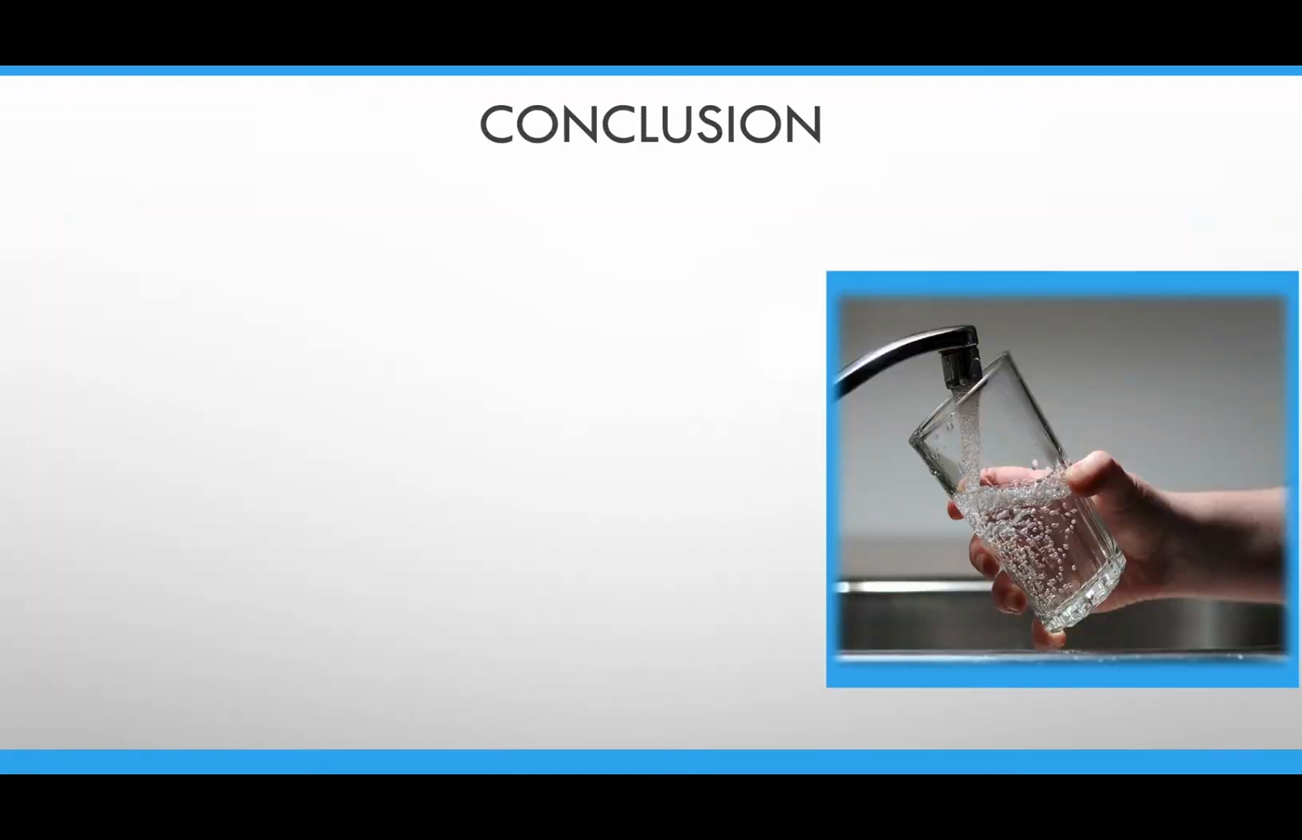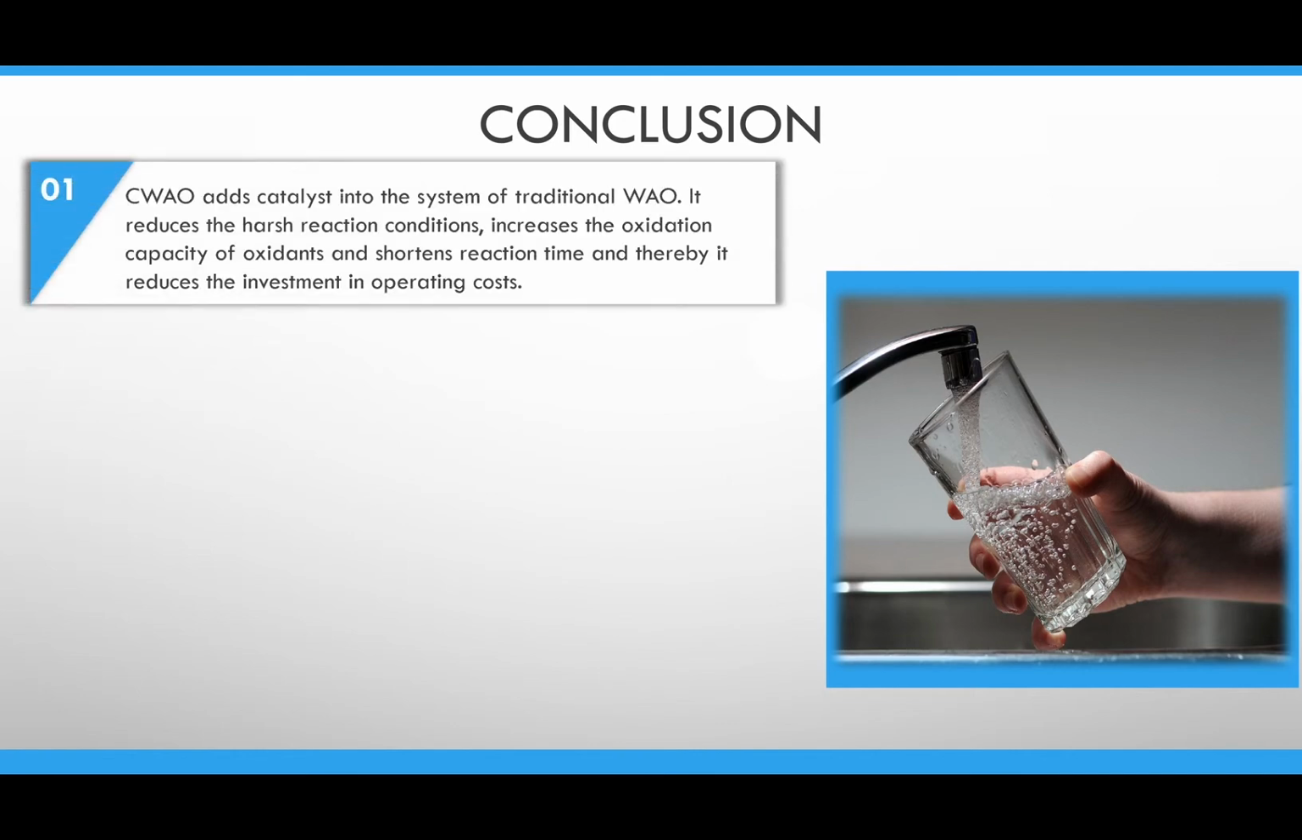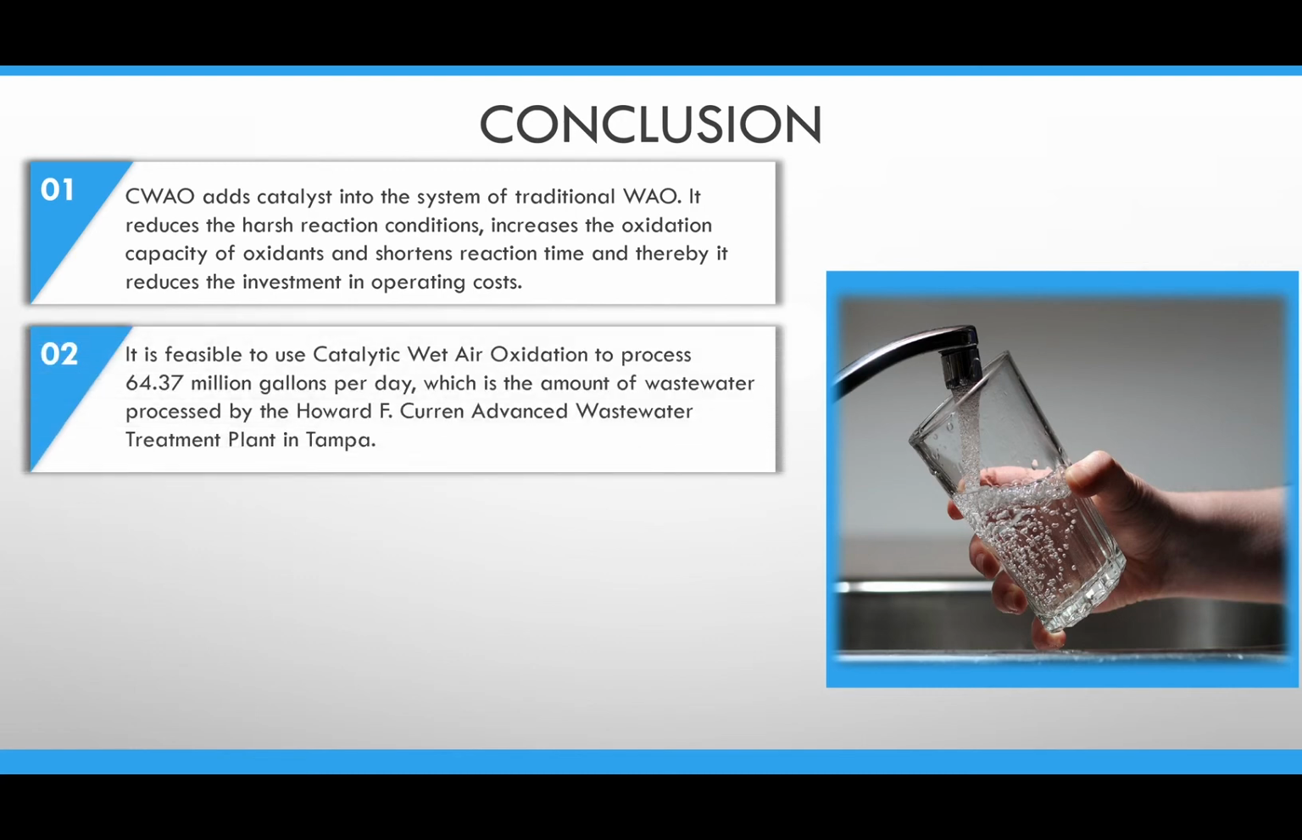The main takeaway from this project can be broken down into 4 points. The first point is catalytic wet air oxidation adds a catalyst into the system of traditional wet air oxidation. It reduces the harsh reaction conditions, increases the oxidation capacity of oxidants, and shortens reaction time, and thereby it reduces the investment in operating costs. The second point is it is feasible to use catalytic wet air oxidation to process 64.37 million gallons per day, which is the amount of wastewater processed by the Howard F. Curran Advanced Wastewater Treatment Plant in Tampa.